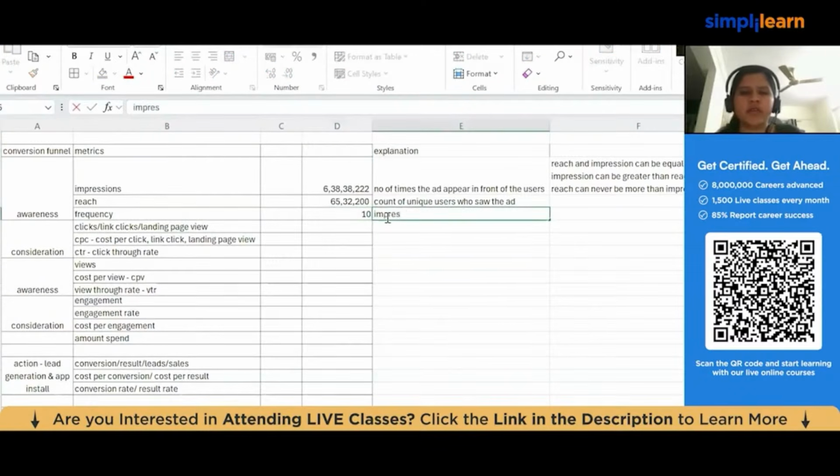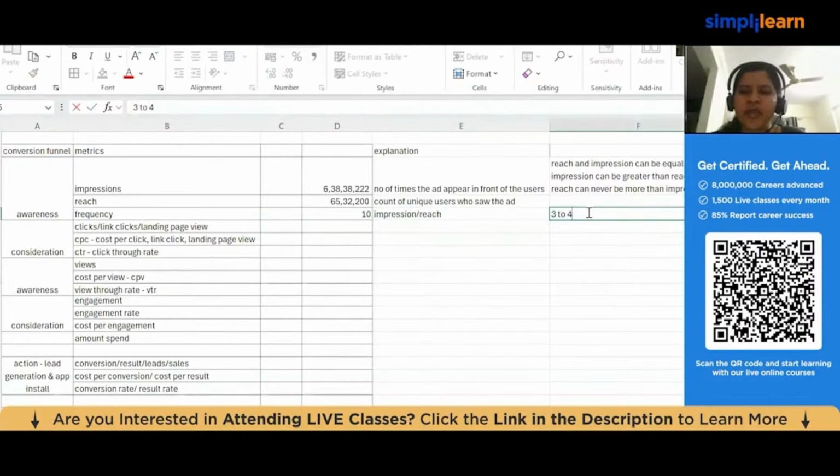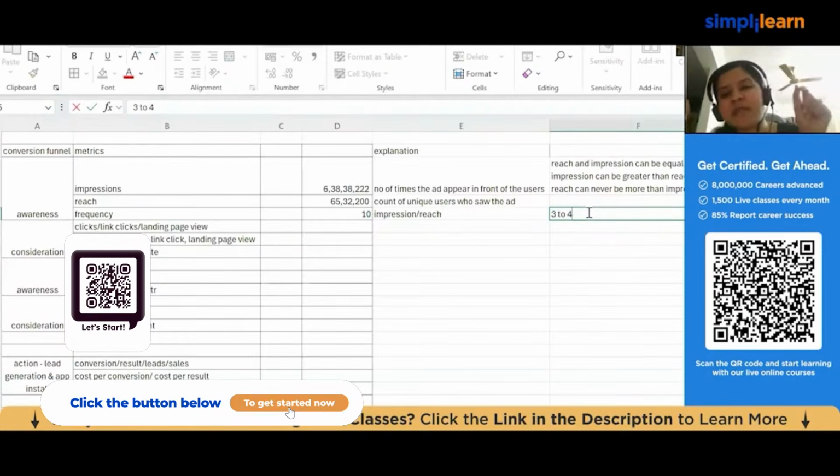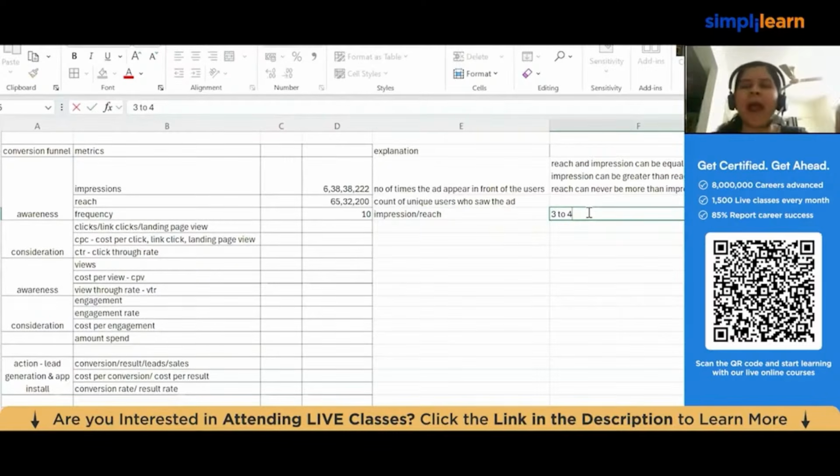So your impression divided by reach is nothing but your frequency. And for your information, guys, all the brands who are running ads on social media and any other platform, they set the frequency. They decide how many times you should see an ad. Again, as I mentioned, no brand would randomly bombard ads at you, because they are getting charged for it by the platform, right?